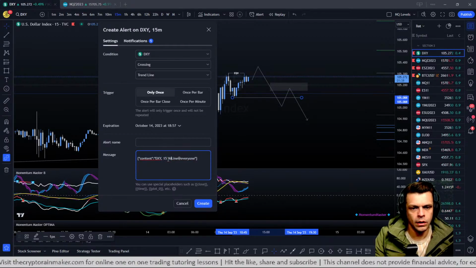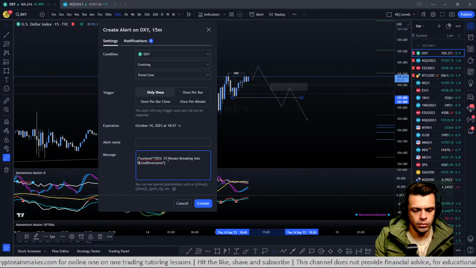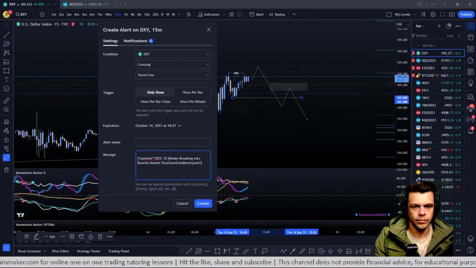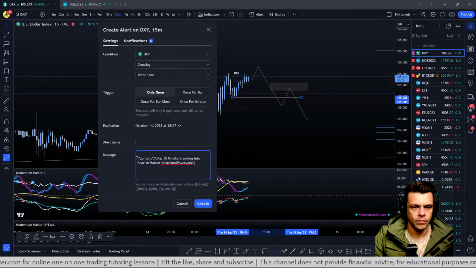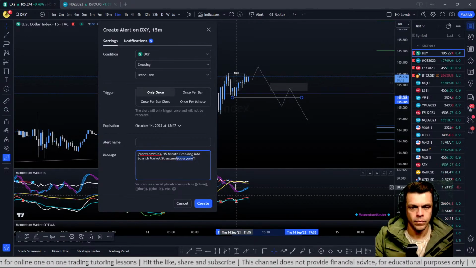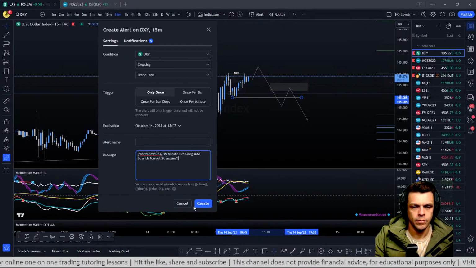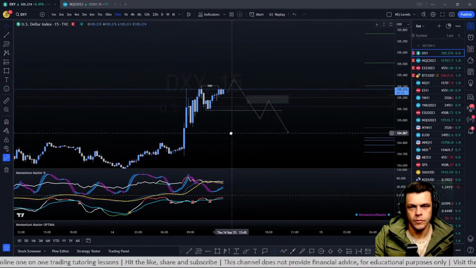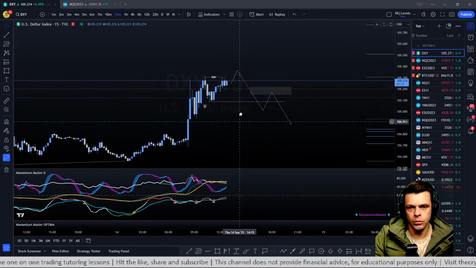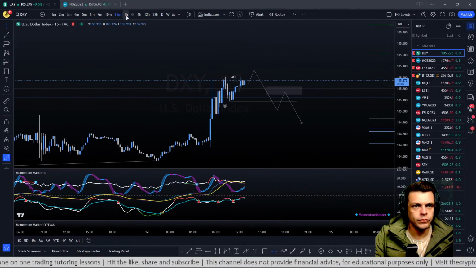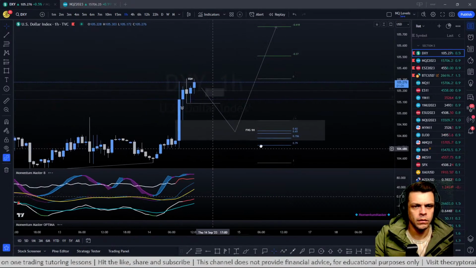Okay, so we are gonna say Dixie 15 minute breaking into bearish market structure. Okay, so we'll wait for that to happen. Just want to see the 1 hour again.